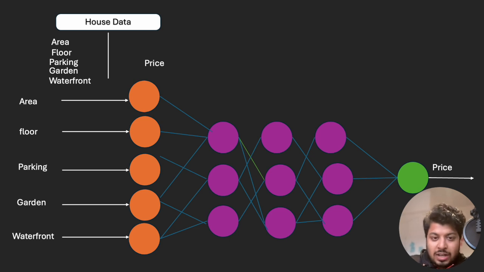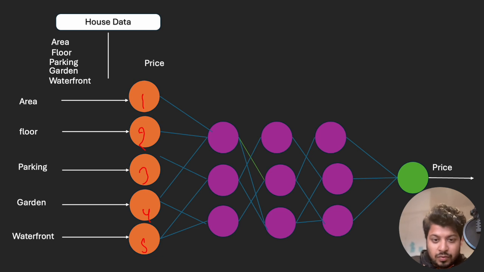Since this house data has 5 important features, which is area, floor, parking, garden, and waterfront, at the input layer we will be having 5 neurons. So it would be 1, 2, 3, 4, and 5. These are the 5 neurons through which we are trying to take the input.